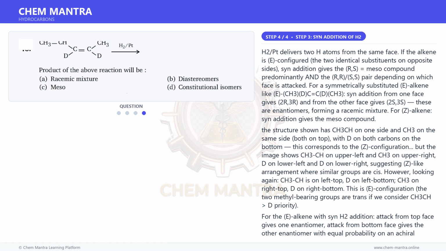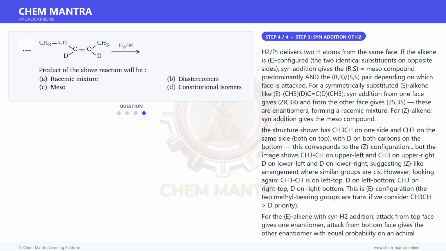The two methyl-bearing groups are trans if we consider CH3CH and D priority. For the E alkene with syn H2 addition, attack from the top face gives one enantiomer, and attack from the bottom face gives the other enantiomer, with equal probability on an achiral catalyst. This produces equal amounts of R,R and S,S products, a racemic mixture.